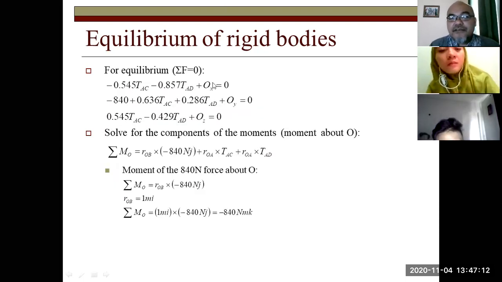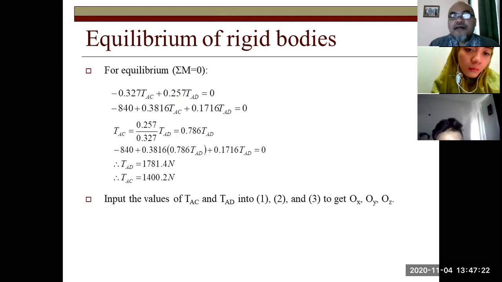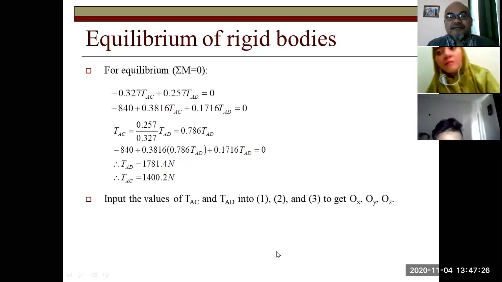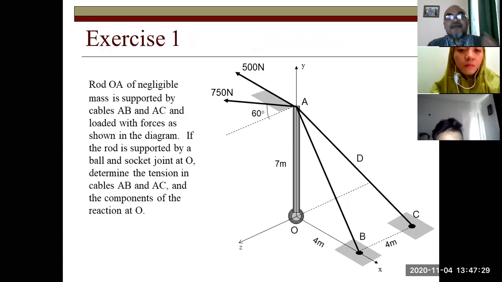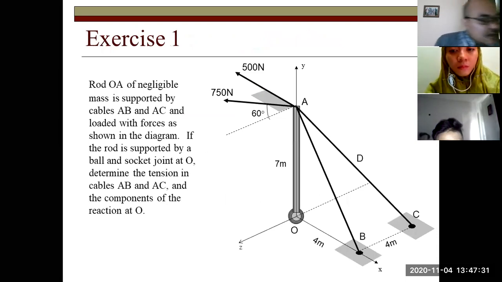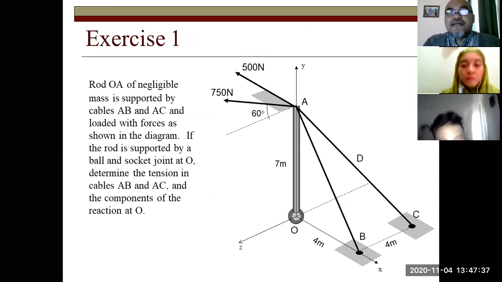Sigma F equals 0, sigma Fx equals 0, sigma Fy equals 0, sigma Fz equals 0. Now we know the TAC and TAD. So from here, we can calculate OX, OY, and OZ, although this is not yet calculated here. The time is up anyway, so this is the exercise which you can try maybe at home.